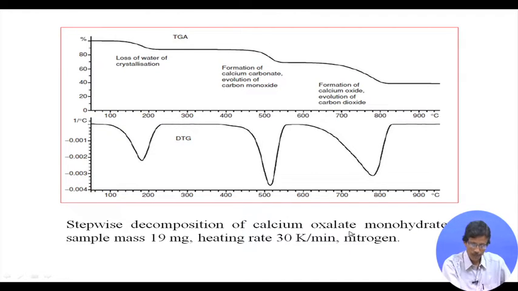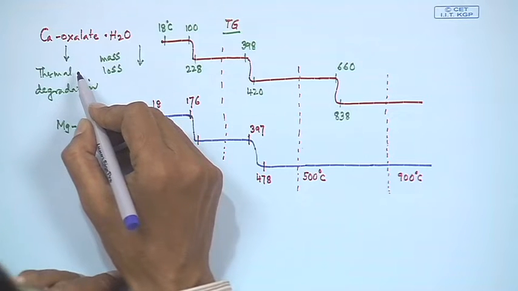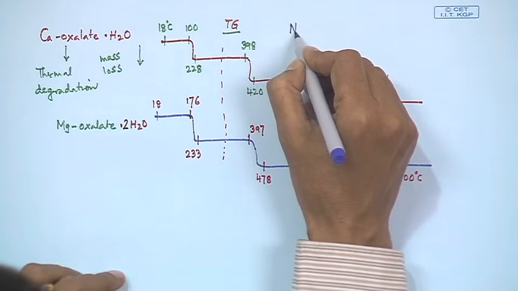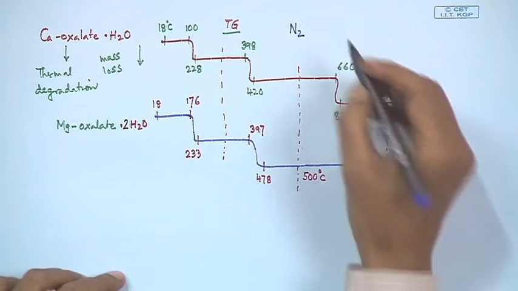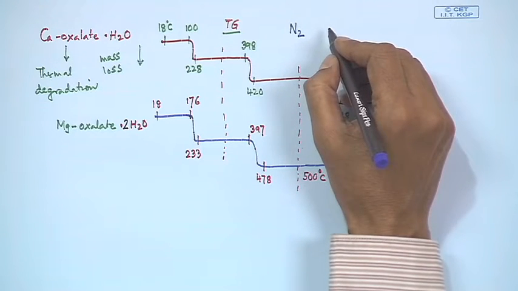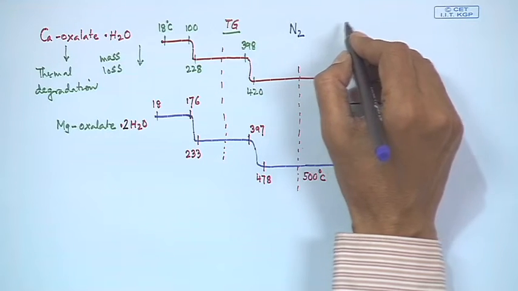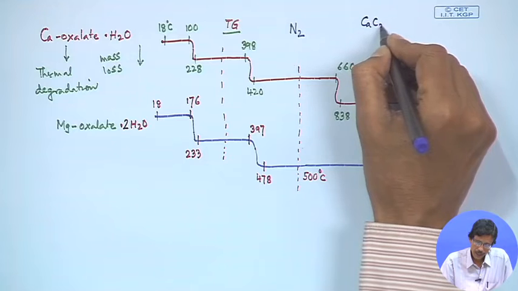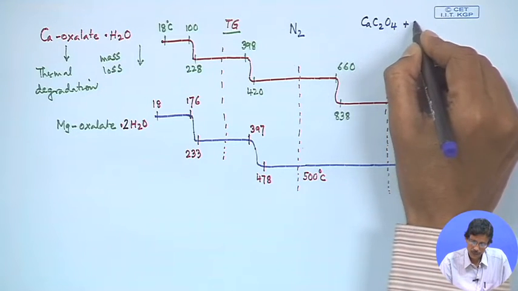In nitrogen atmosphere, that is, in inert atmosphere, this calcium oxalate is given in an inert atmosphere, and what we expect is that the calcium oxalate monohydrate gives rise to simple CaC2O4, the dehydrated one, plus water.